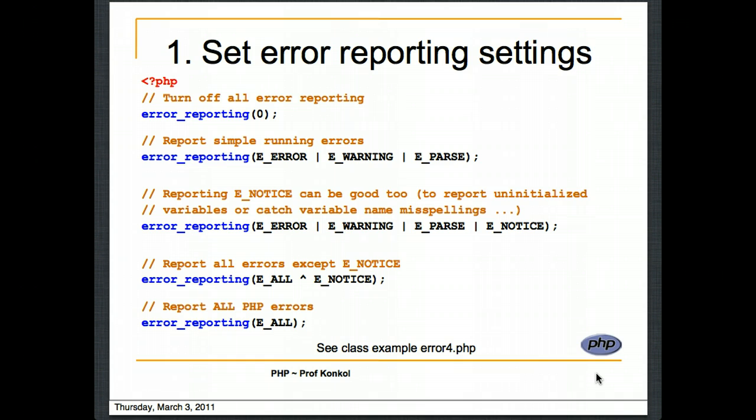Reporting simple runtime errors: error_reporting with E_ERROR, E_WARNING, E_PARSE. This means it would only report these errors found in the application on that page. Reporting notices can be good too, like to report uninitialized variables or catch variable name misspellings. You would do E_ERROR, E_WARNING, E_PARSE, E_NOTICE. Reporting all errors except notices would be E_ALL minus E_NOTICE. And E_ALL reports all PHP errors.